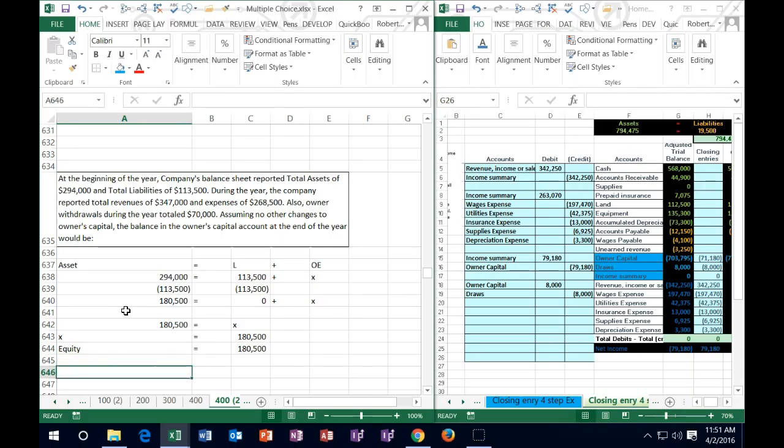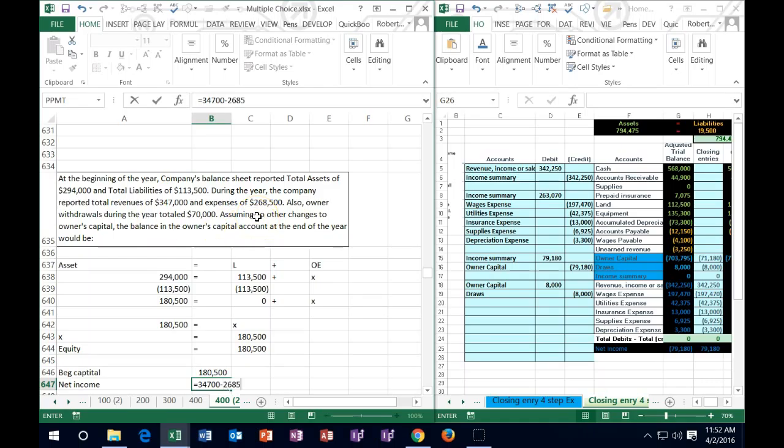So now we have the beginning balance, and we can do the same thing that we did in prior problems. How do you calculate equity at the end? Beginning capital, which we just figured out to be the 180,500. Then we're going to put in net income. Net income is calculated to be revenue less expenses. They tell us what those are up here. During the year, the company reported revenue equaling 347,000 less expenses equaling 268.5.